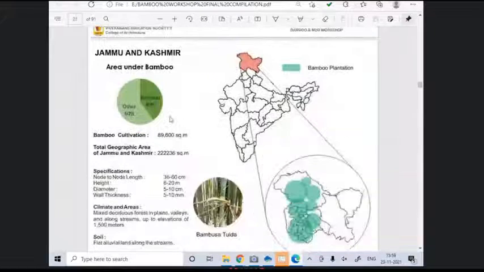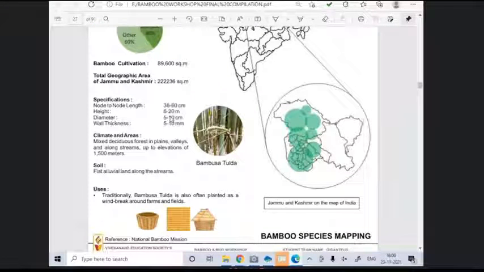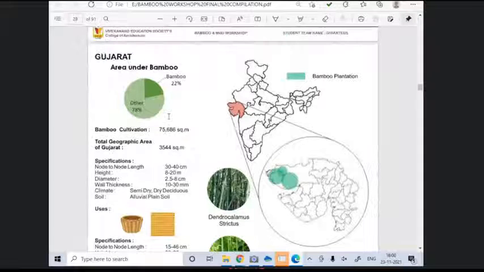So basically, coming ahead from the first state, that's Jammu and Kashmir, we saw that 40% of Jammu and Kashmir is bamboo plantation, dividing it by the total geographic area. And the most prominent species there was Bambusa tulda. We also mapped the specifications of the species along with the climate, the soil, and the uses, prominently the uses of Bambusa tulda in Jammu and Kashmir. So we can go ahead.